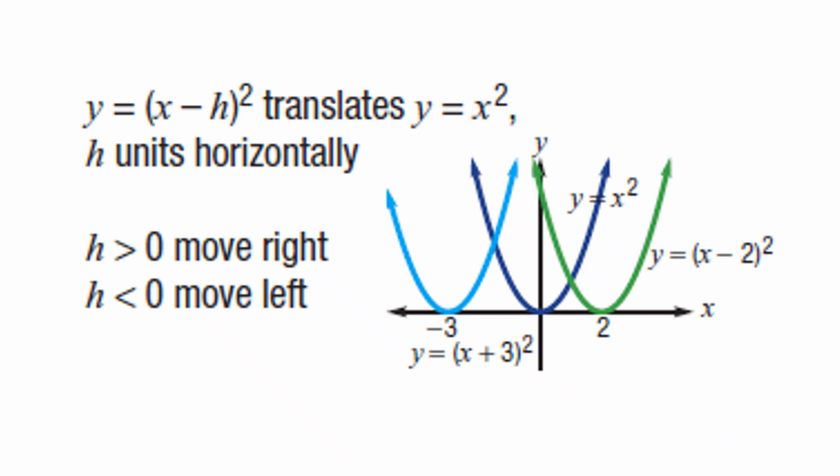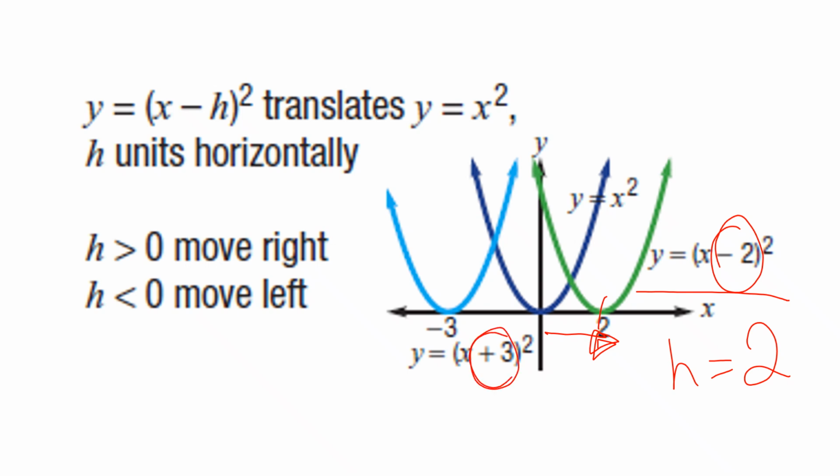So for example, here we have y equals (x minus 2) all squared. That means that h is equal to 2, and the whole graph shifts to the right 2 units. If we've got y equals (x plus 3) all squared, we notice that this is a plus, not a minus. So we're going to move the whole graph to the left.